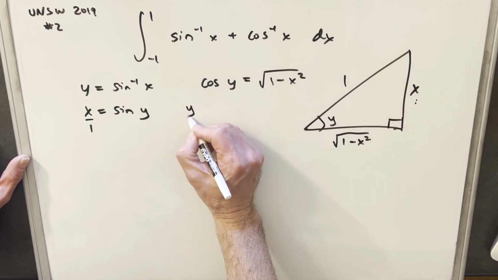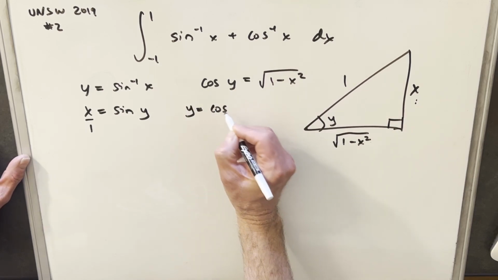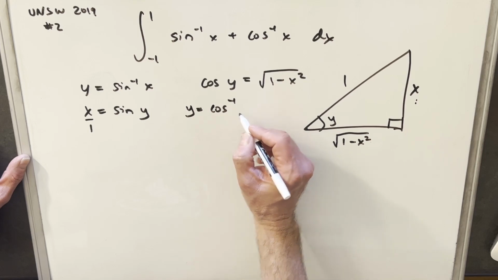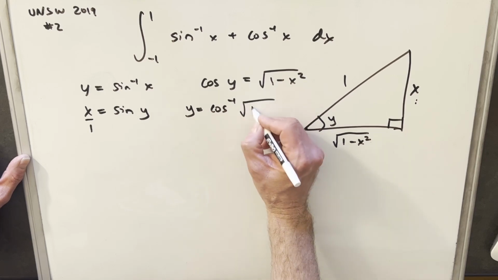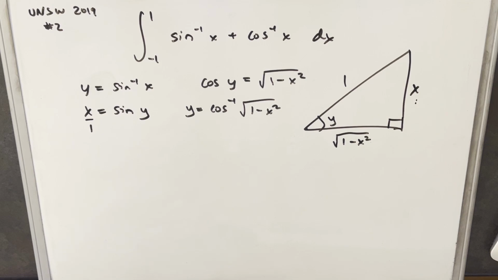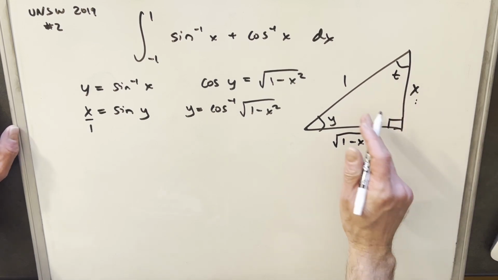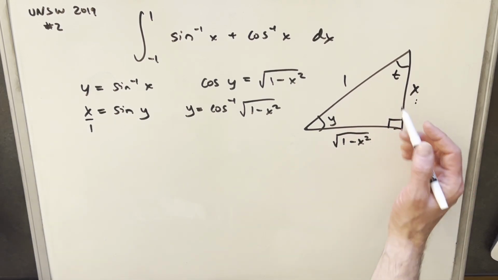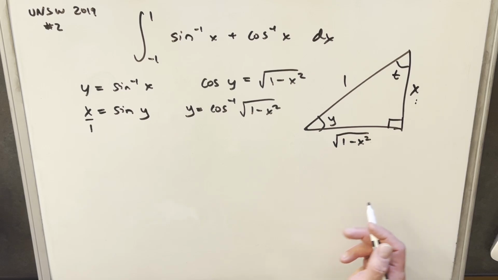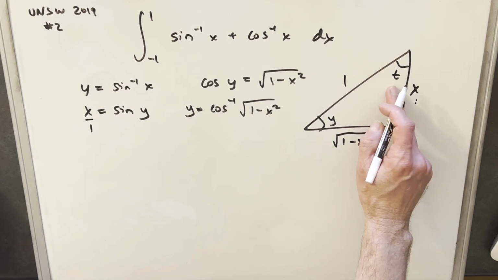That means that y also can be written as the inverse cosine of the square root of 1 minus x squared. But I don't know if that's really what we need. That's not really what's going to help us here. We can notice, though, we can just call this other angle, so we only have 3 angles. With triangles, got 3 angles, right? We've got another angle here, t. And then we can make some other conclusions.